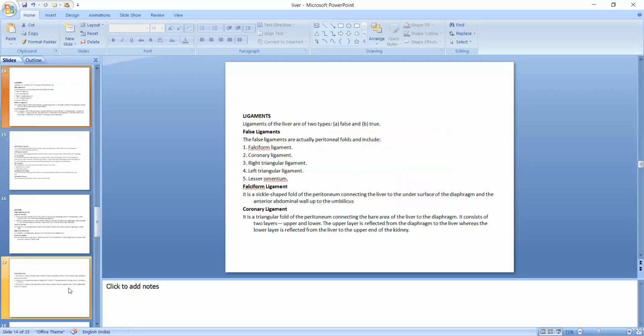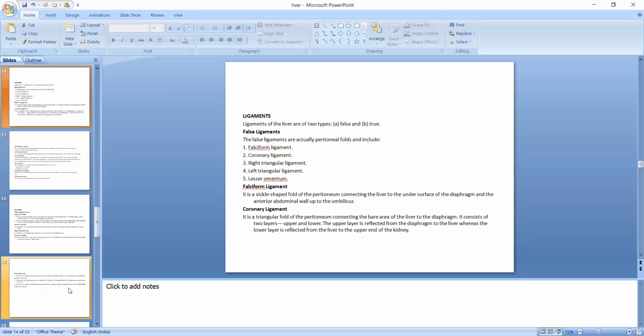Okay. So we will discuss the ligaments of the liver, and they are of two types, false and true. First we will discuss the false ligaments, which are actually peritoneal folds. So why will we call these ligaments false? Because they are not actual ligaments, they are peritoneal folds. So we call them false ligaments. And these are the falciform ligament, coronary ligament, right triangular ligament, left triangular ligament, and the lesser omentum.